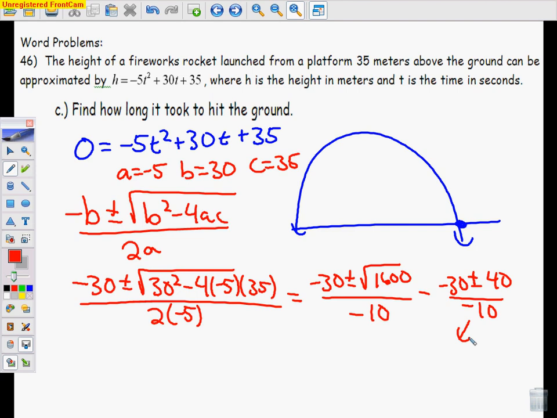And now we just simply solve. -30 minus 40, that's -70. -70 divided by -10 is +7. -30 plus 40, that's 10. And 10 divided by -10 is -1.